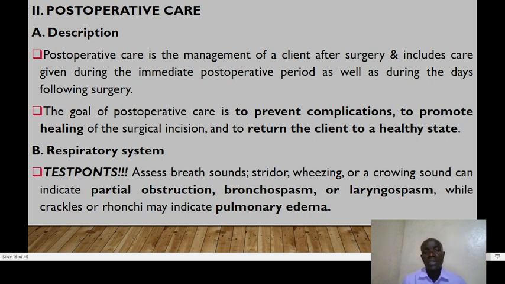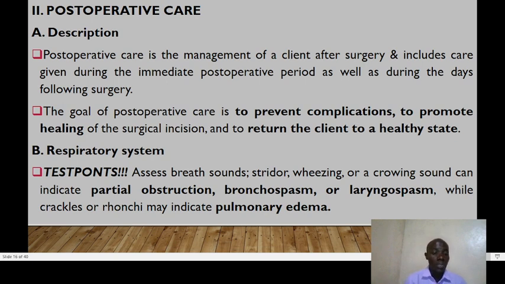So, what is post-operative care? This is the management of care of a client after surgery, and it includes care given during the immediate postoperative period as well as during the days following surgery. The goal of postoperative care is to prevent complications. You want to promote healing of the surgical incision, and you want to return the patient to a healthy state.